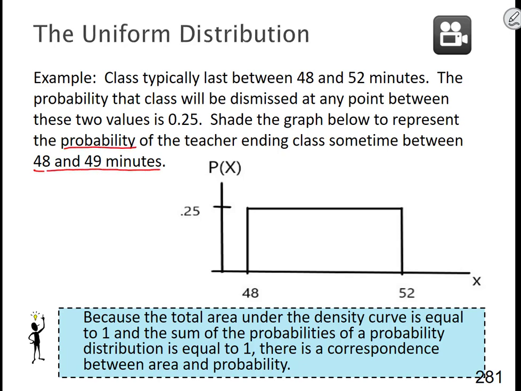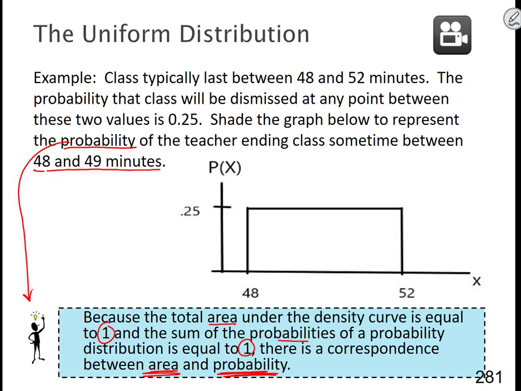Now, before we talk about the graph, look down at Lightbulb Man, who reminds us that because the total area under the density curve is equal to 1, and the sum of all probabilities of a probability distribution is equal to 1, there is a correspondence between area and probability. So when you are asked to find the probability in this whole chapter, you're actually also being asked to find the area of a specific region of that graph.